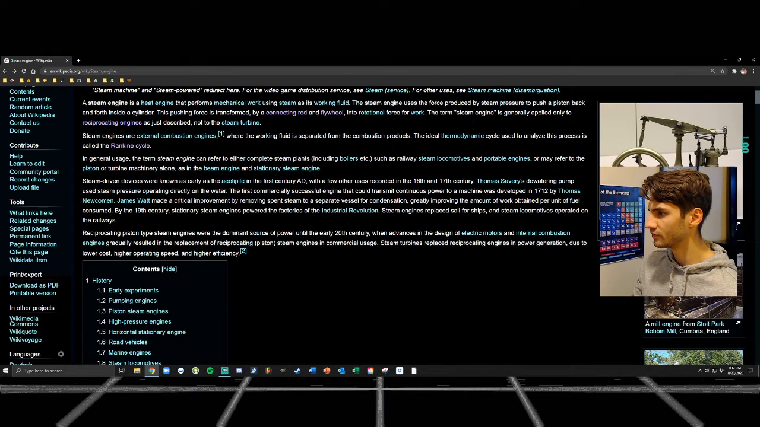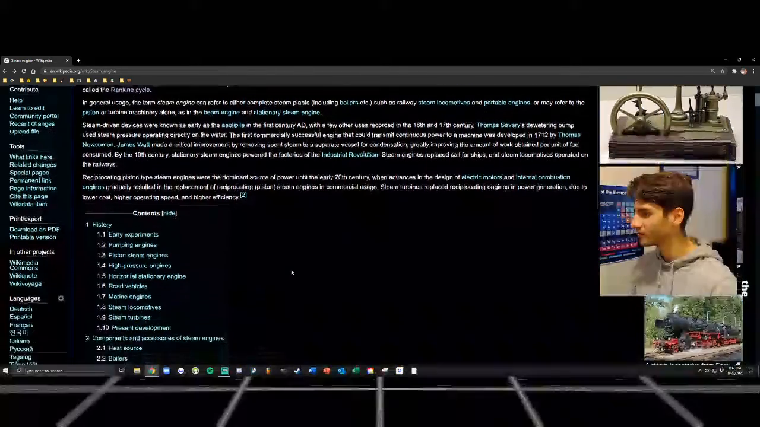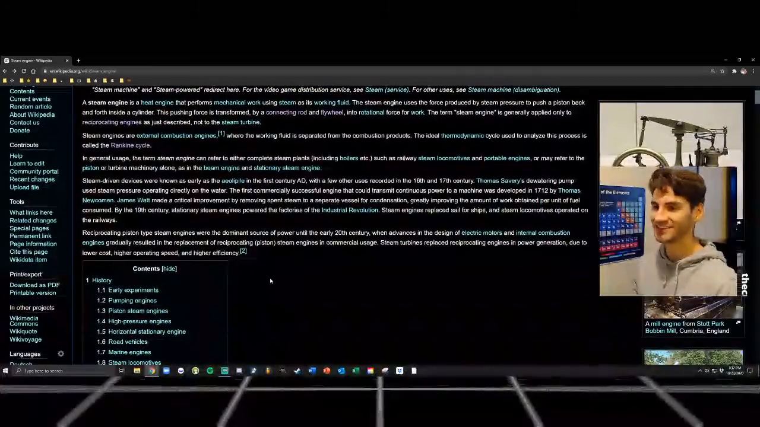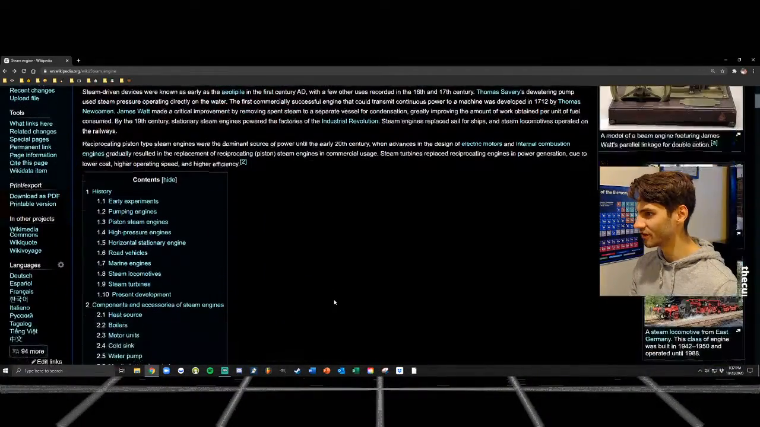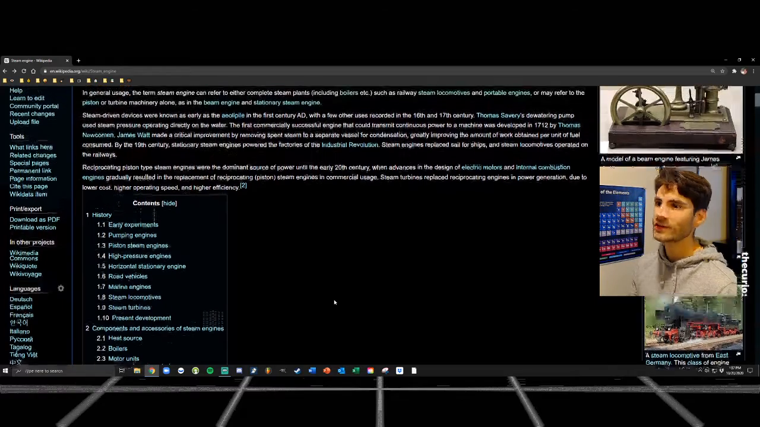Okay, so a model of a beam engine featuring James Watt's parallel linkage for double action. Yeah, that makes so much sense to me. Definitely not. I'm just joking, by the way. And that doesn't make sense to me. It's kind of hard to see without an animation. These are just words, but hey, it is what it is.